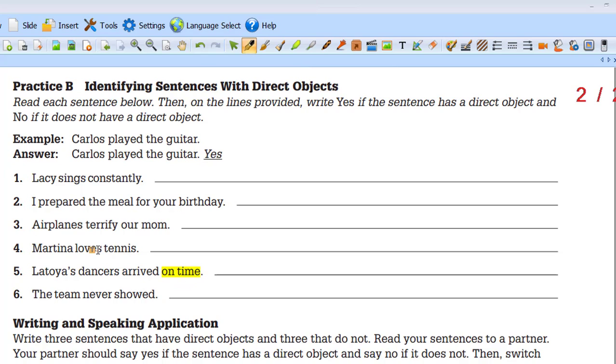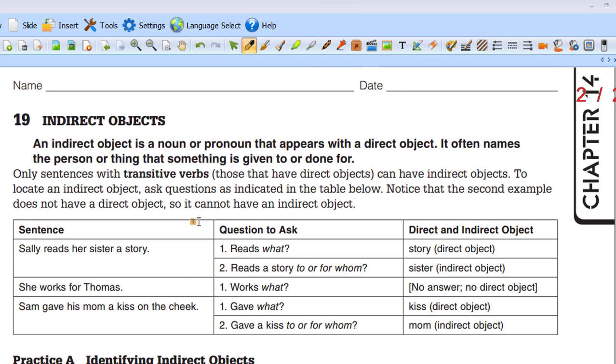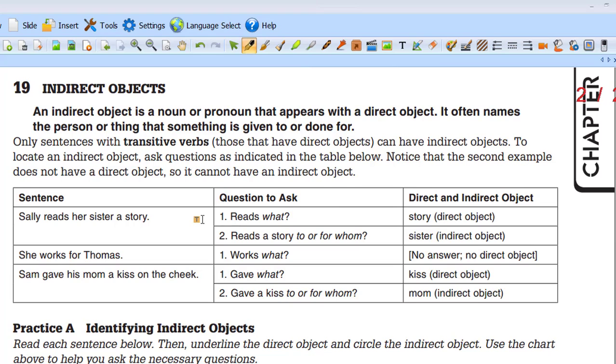So what are the sentences that got direct objects? Sentence number 2, prepared the meal. This is the direct object. And sentence number 3, we have mom here. And then sentence number 4, we have tennis. You got that? Now we move to the other point, indirect objects.